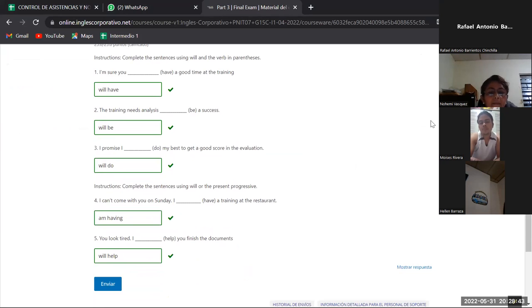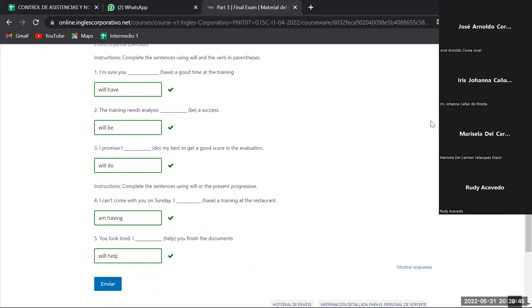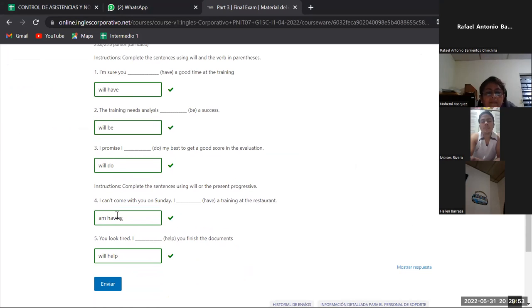For the number 4, you need to use the present continuous. Okay, thank you. So the answer is I'm having. Yes, I think that's why the confusion, because most of them are with will, but in this specific case, it's I'm having.